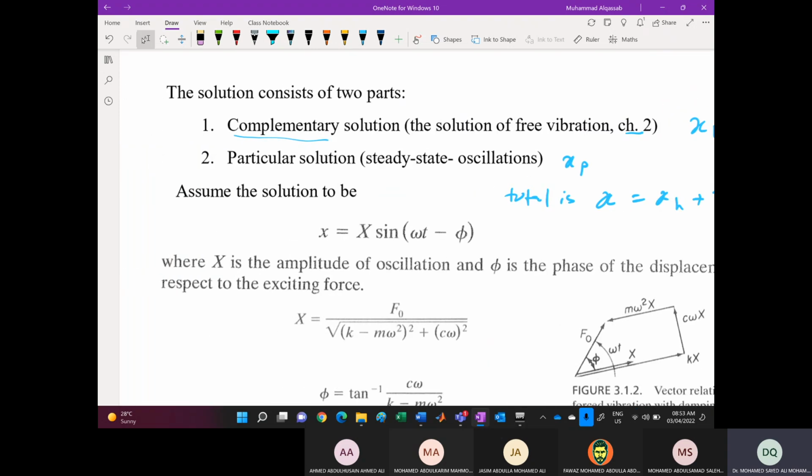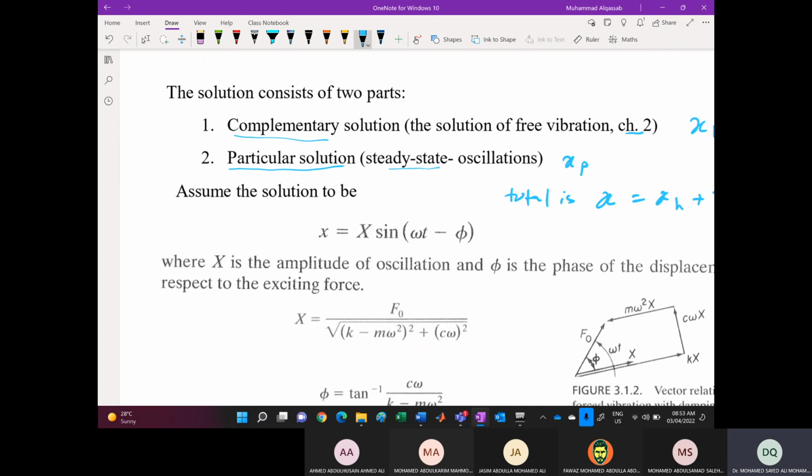Okay, let's come to the particular solution. The particular solution is given another name, which is the steady state oscillation. The particular solution is the solution that satisfies both sides of the equation, and it should be unique. You cannot assume something that is arbitrary. It should be unique because it depends on the right-hand side of the equation.